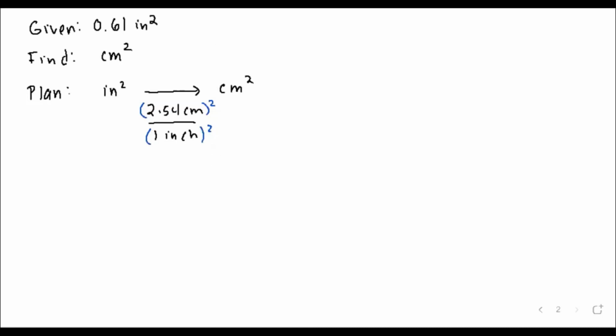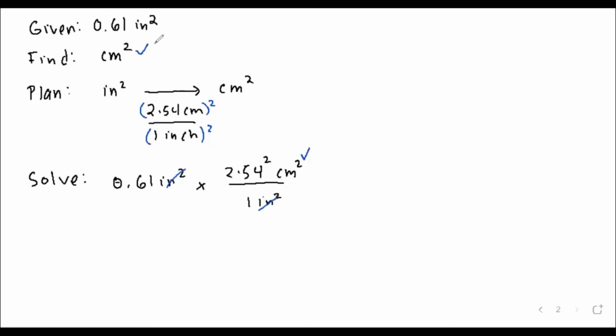Okay, so let's check our units once we set this up to solve. 0.61 inches squared times 2.54 squared centimeters squared over 1 inch squared. So if we check our units, inches squared and inches squared cancel out, and we're just left with centimeters squared, which is what we want to find.